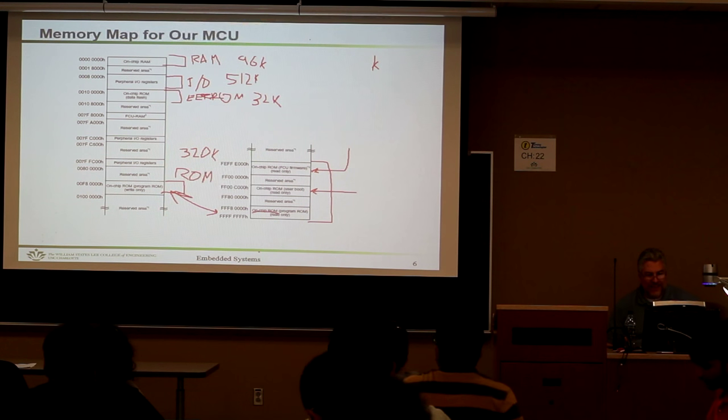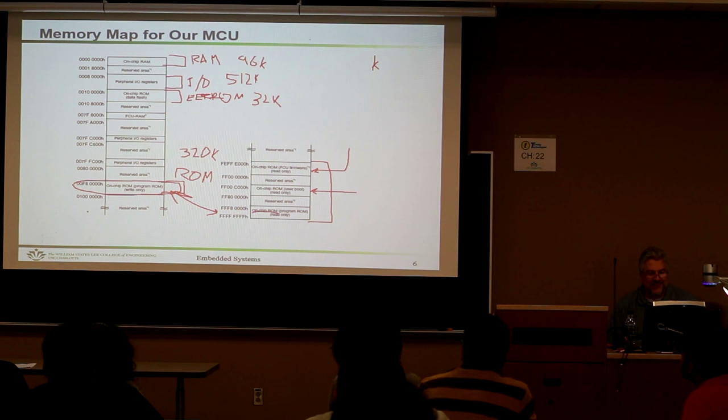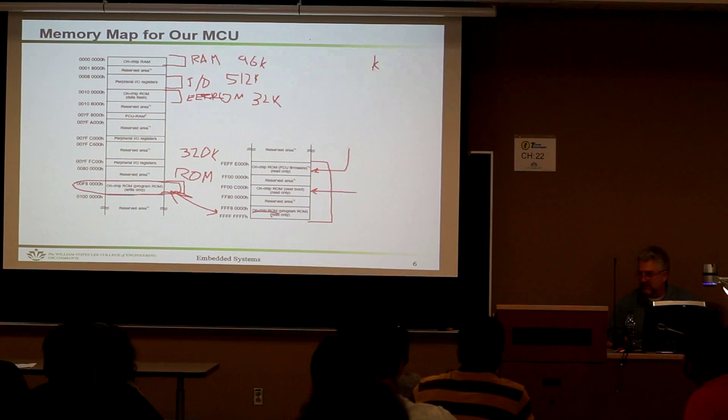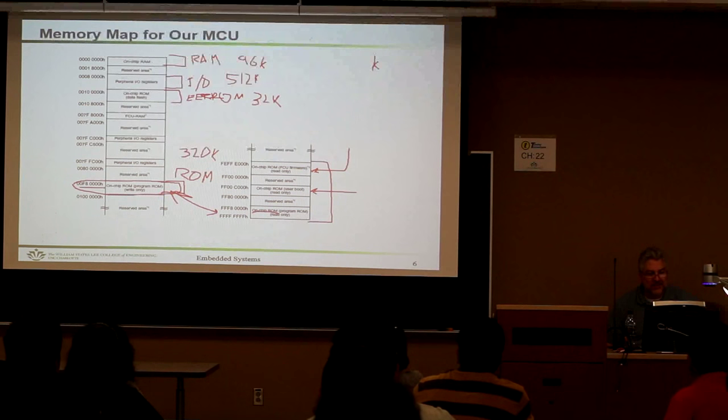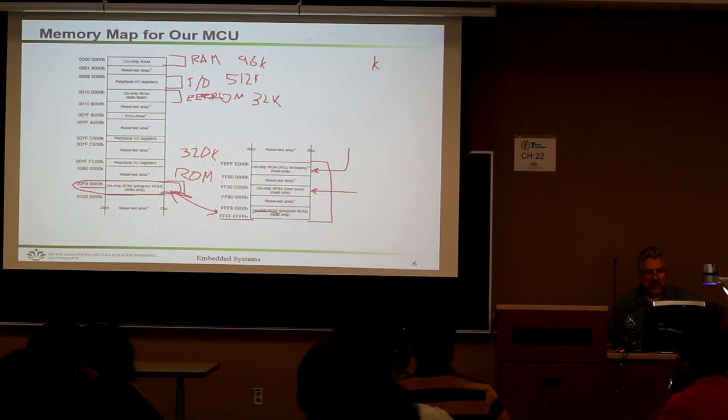Okay. Now, one thing I want to point out is that, oh my gosh, look what that says. Well, we're going to verify this in just a few minutes. On-chip program ROM, write only. On-chip program ROM, read only. What? Why is that? Well, this is the same space. This is the same on-chip ROM or flash. But they have a different address for programming it and a different address for reading it and using it.